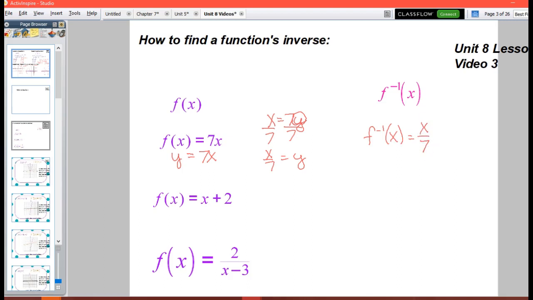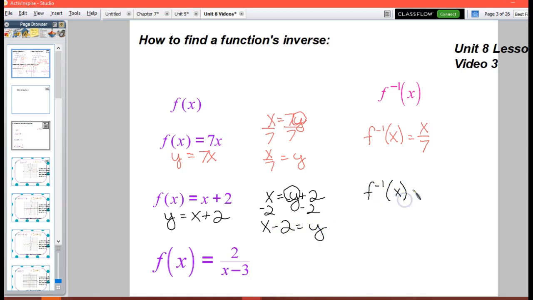Let's try another one. If I have x plus 2, remember we can write that as y equals x plus 2. That's just a line. Definitely one does have an inverse. We switch our x's and y's. X equals y plus 2. And to get y alone, I'm going to subtract 2 from both sides. So I have x minus 2 equals y. Therefore, we say our inverse of x plus 2 is x minus 2.